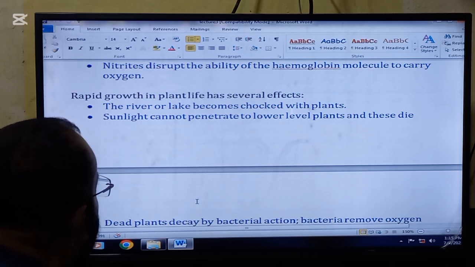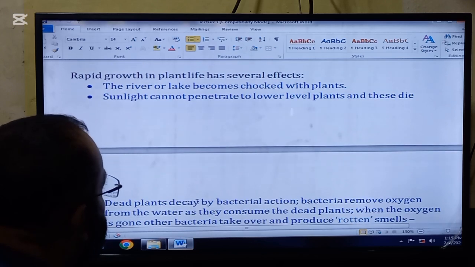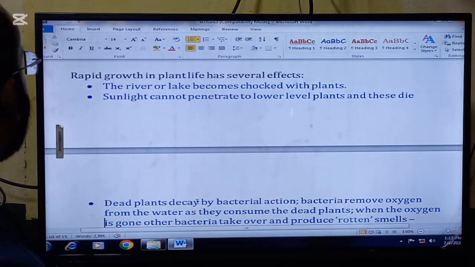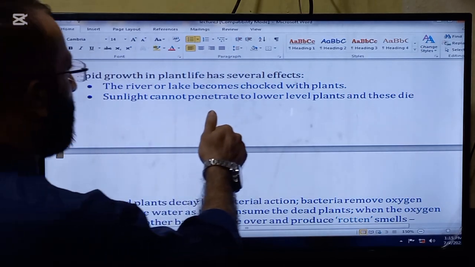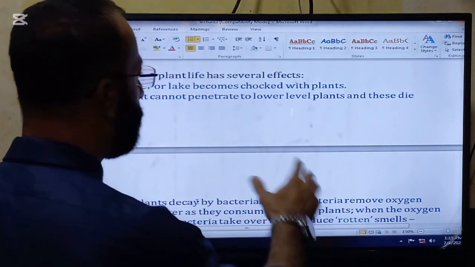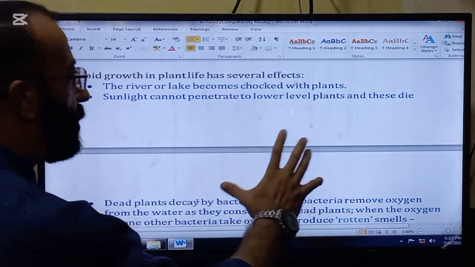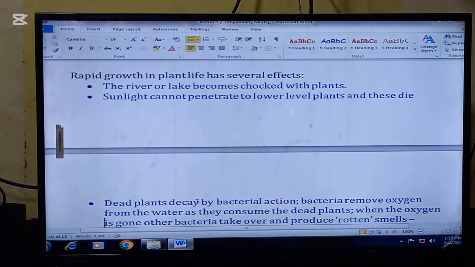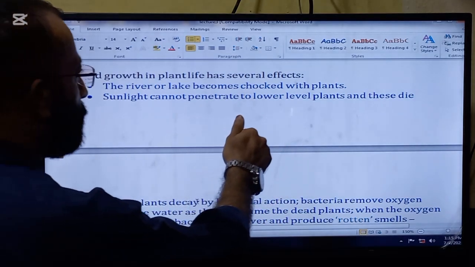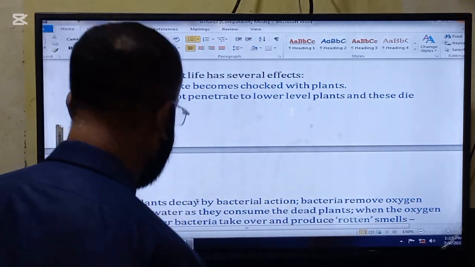Rapid growth in plant life has several effects. The river or lake becomes choked with plants. So these are the effects of the nitrate pollution. Sunlight cannot penetrate to lower level plants and these die.